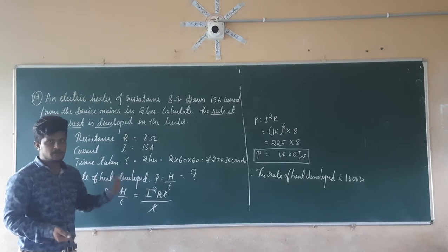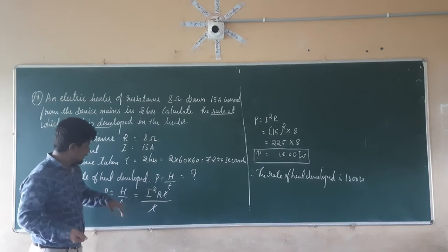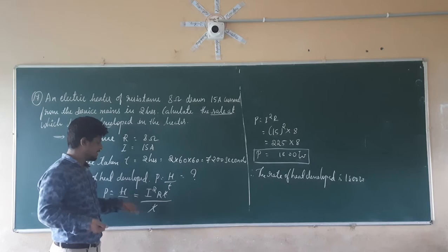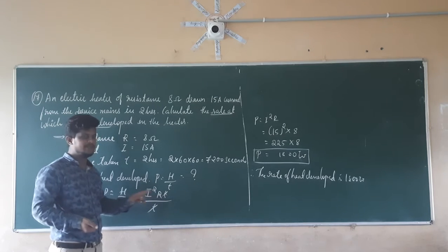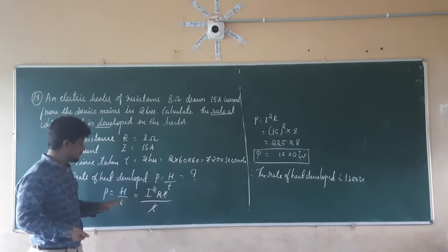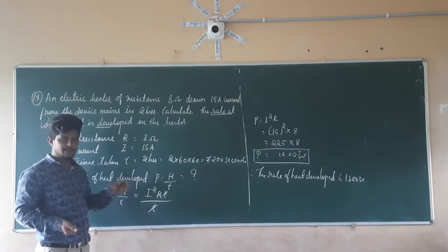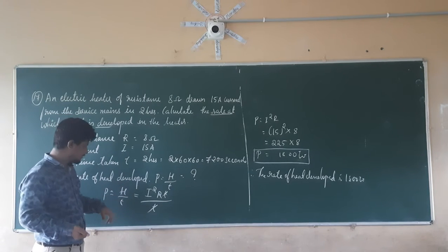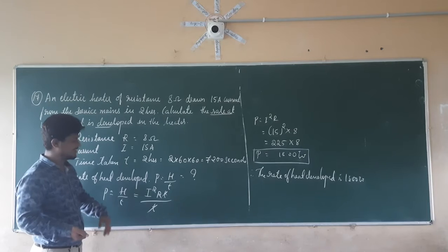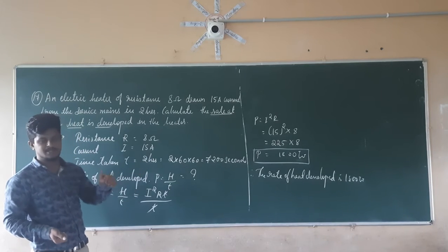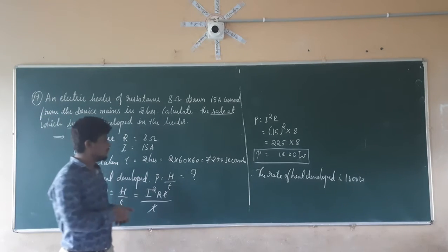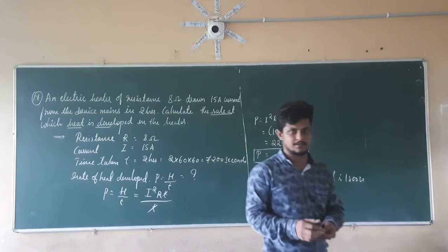In another way, what you can do here is directly use the power formula. H is equal to I square R into T. First find out the heat released. Then by using the formula H by T, we find the rate at which heat is released. We again get the same answer, that is 1800 watts. So this is about question number 17.